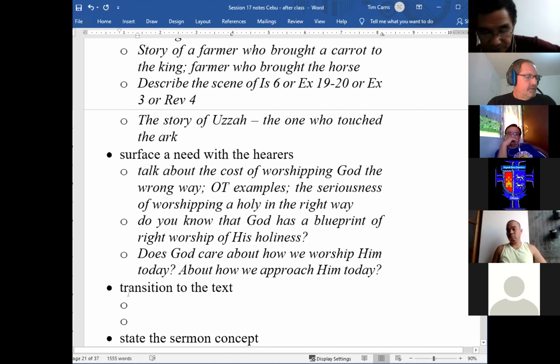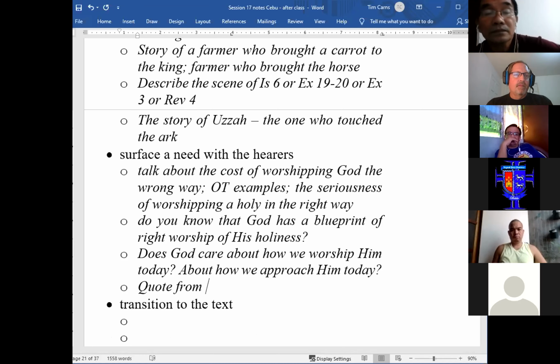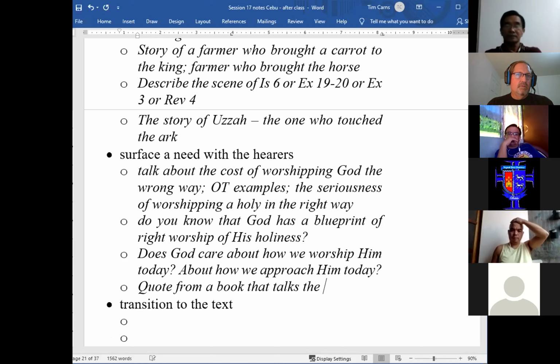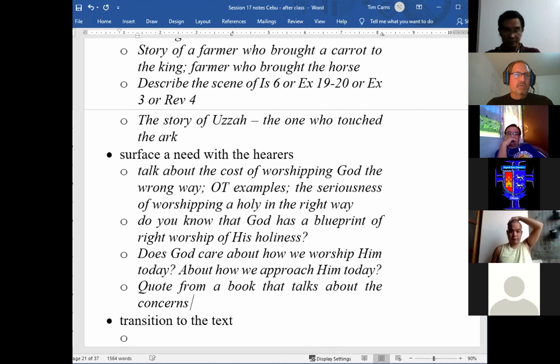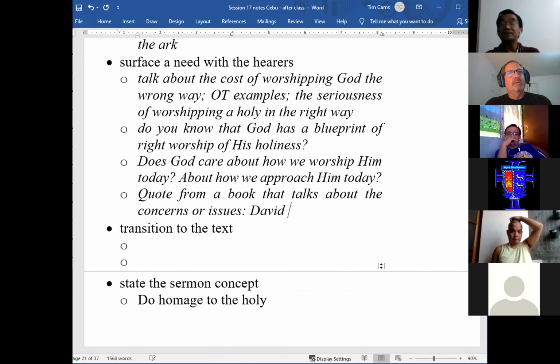Another way to surface the need, sometimes you can quote from a book that talks about the concerns or issues. For example, I read a book by David Wells called... what was the book called? I can't remember now.